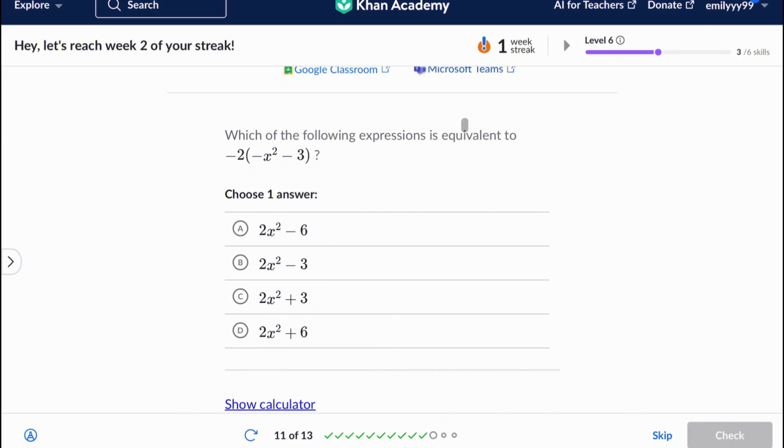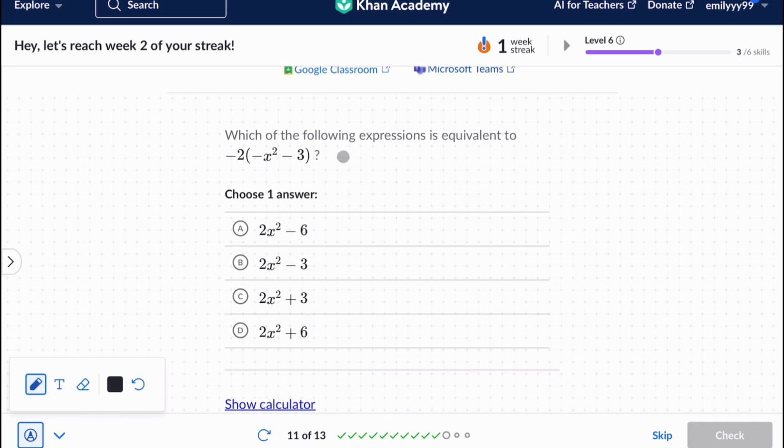Which of the following expressions is equivalent to negative 2 times parentheses negative x to the power of 2 minus 3? So these answer choices seem like we multiplied negative 2 with the parentheses, so let's go ahead and do that. Negative 2 times negative x squared is going to give us 2x squared, since negative times negative is a positive, and then negative 2 times negative 3 is plus 6. So it should be D.